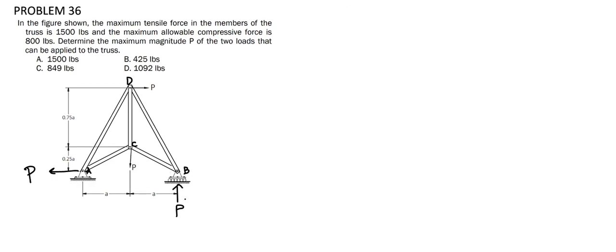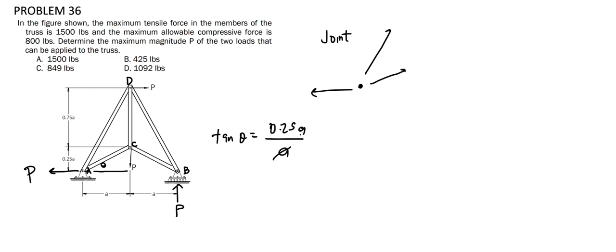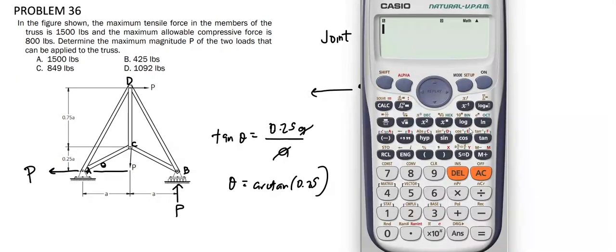Now that we have the reactions at the supports, we can proceed to analyze each joint and solve for the forces in each member. Considering joint A, we have a horizontal force P and forces in members AD and AC. But first, we need to solve for the angle between the horizontal and AC and AD. To do so, we utilize the arctangent function. So tangent theta is equal to the opposite side, that is 0.25A, divided by the adjacent side equal to A. The A term cancels, so we are left with 0.25, therefore theta is equal to arctangent of 0.25, that's equal to 14.04 degrees.